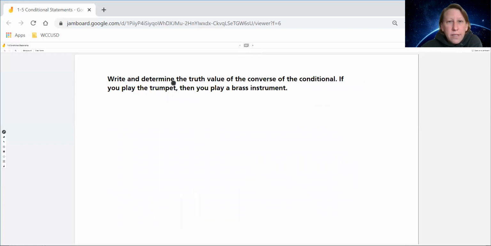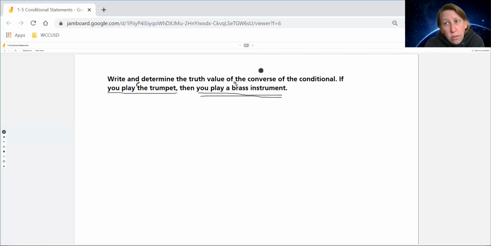So write and determine the truth value of the converse of the conditional. So here's a conditional. If you play the trumpet, that's the hypothesis. I'm going to put a little P right there. Then you play a brass instrument. I'm going to put a little Q right there. So our job is to write the converse and then decide if it's true.